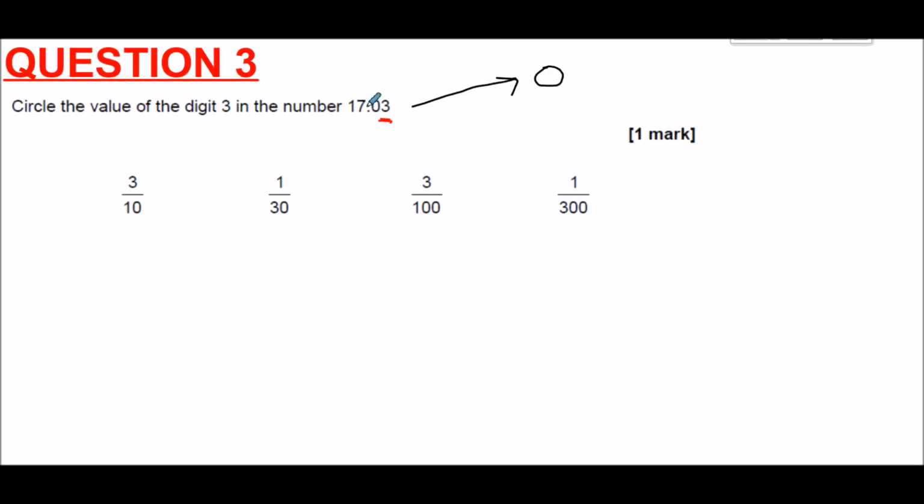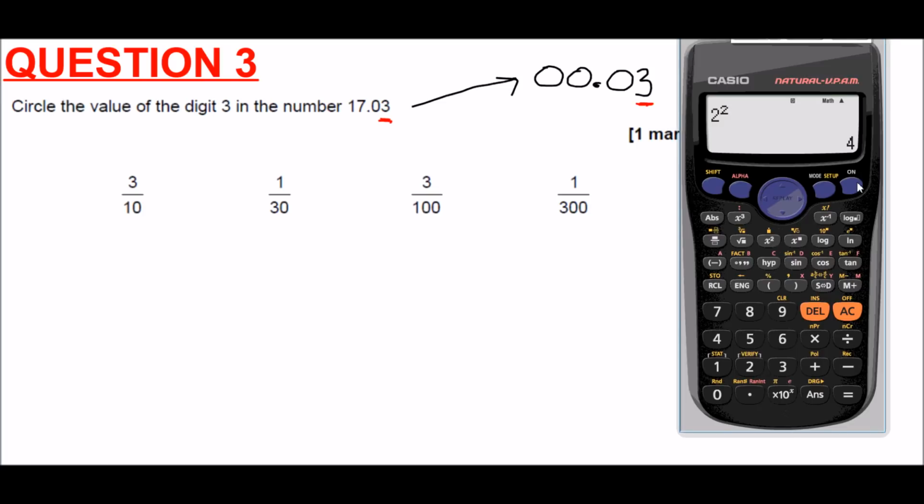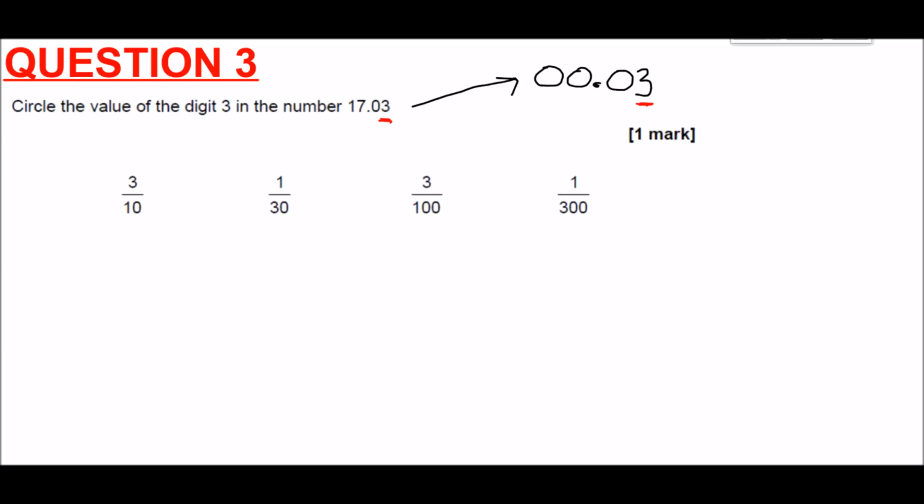So change your 1 to a 0, change your 7 to a 0, keep that 0 as 0. The only thing we care about is that 3, which is 2 numbers after the decimal point. Now if you've got a decent enough calculator, like I've got here, not meaning to brag, type 0.03, press equals, and it will tell you that it's 3 out of 100. And so this is the one we need to circle.